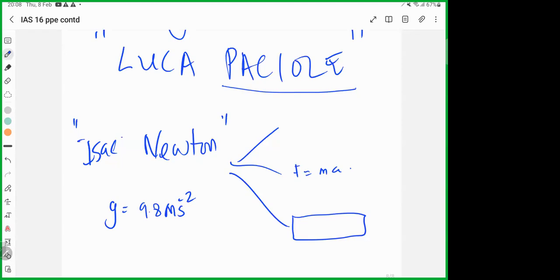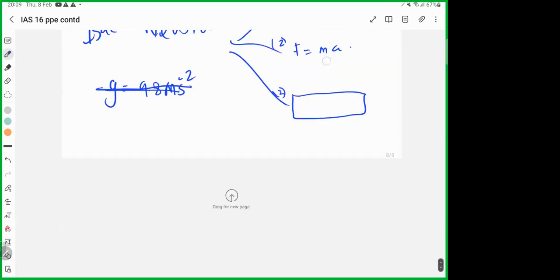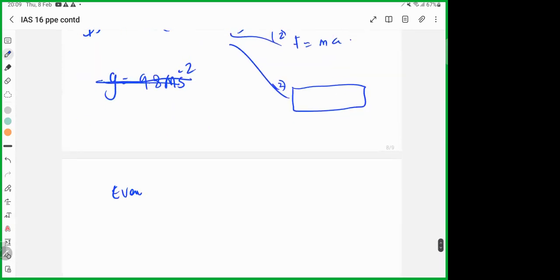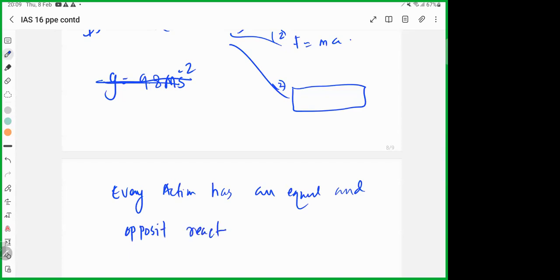I'm not here to discuss this. I have a related story: what he came up with and what Mr. Luca Pacioli came up with. The third law, he says that every action has an equal and opposite reaction. Remember studying in your schools?